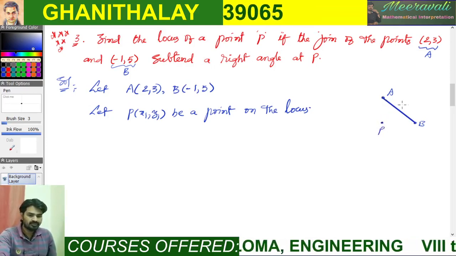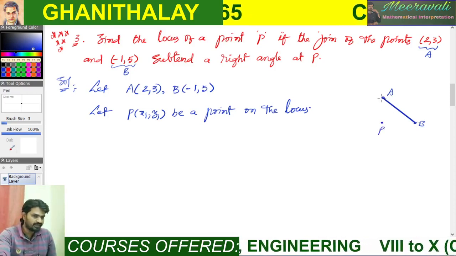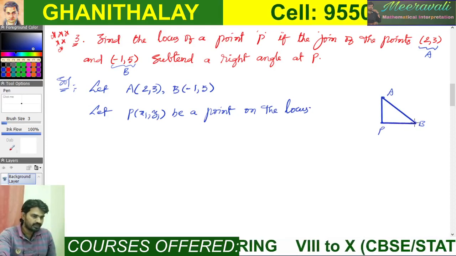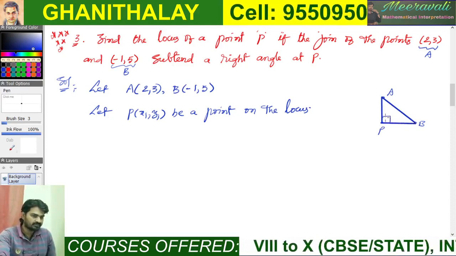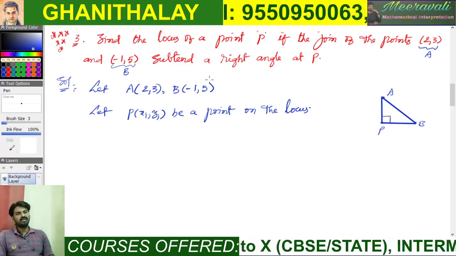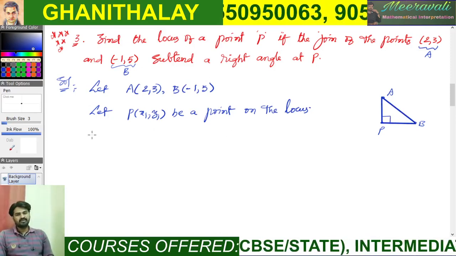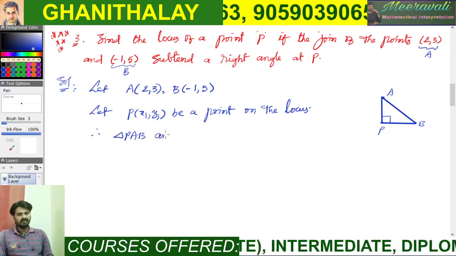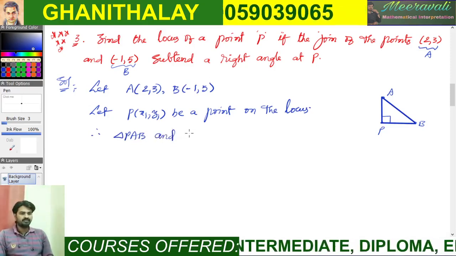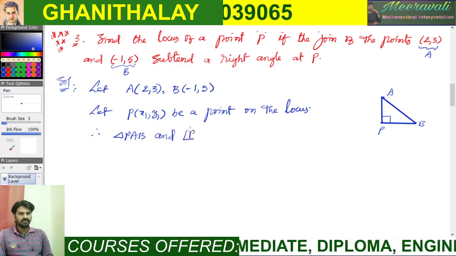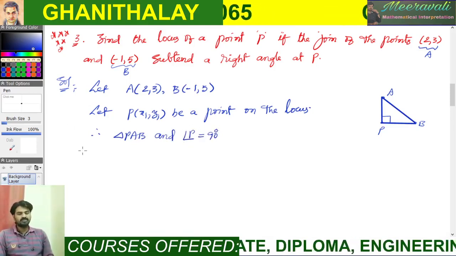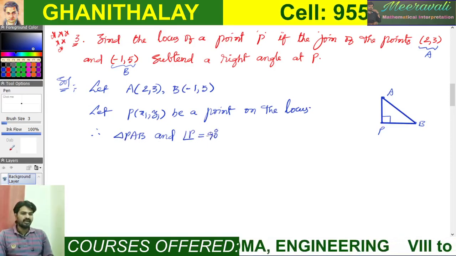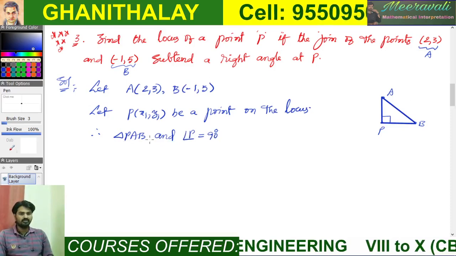If you join A and B, their extremities at P, it will subtend a right angle at P. That means here the triangle PAB is a right angle triangle, where the angle formed at P is 90 degrees. By Pythagoras theorem, here the triangle name is PAB and 90 degrees is formed at P.